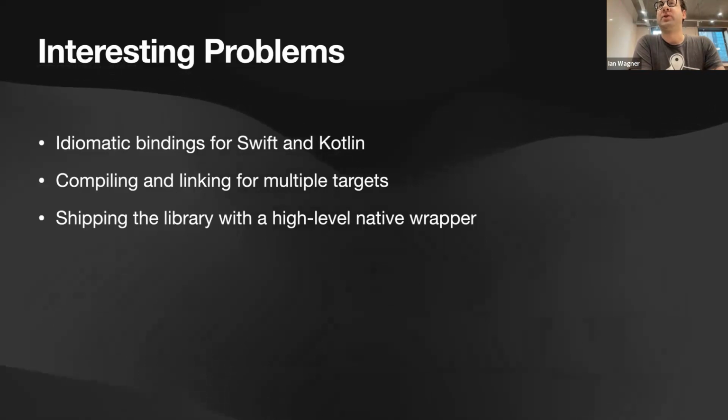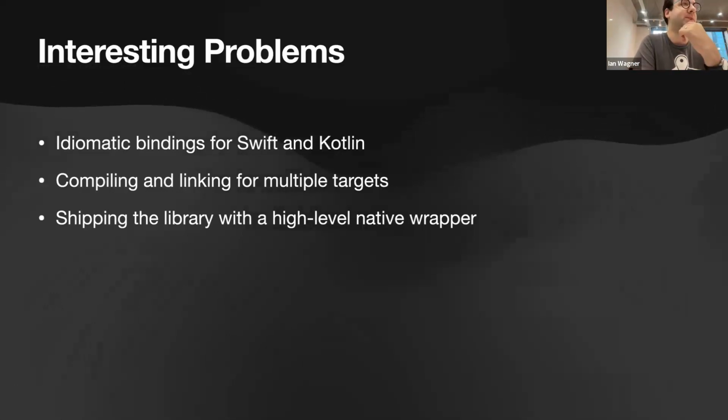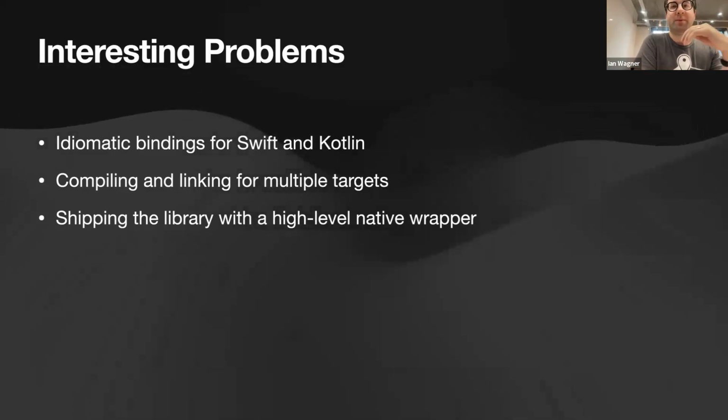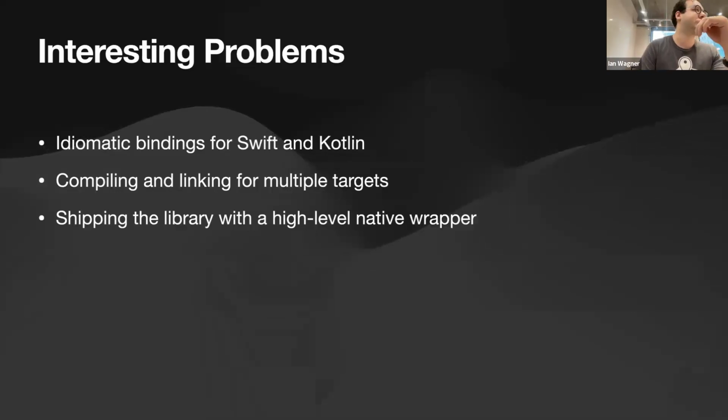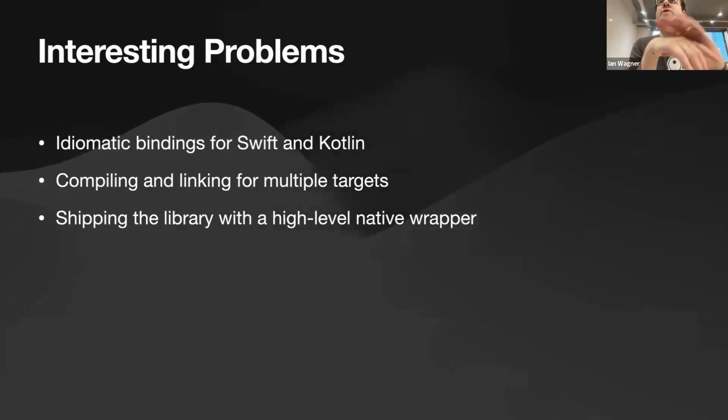Same with compiling and linking for multiple targets is interesting. You might think, okay, when you're just building Rust on your machine or for a Linux server, that's pretty straightforward. You just run cargo build, and most stuff is x86 or ARM if you're on a Mac. But for Android, there are 4 different CPU family targets that you have to worry about, and there are 2 on iOS. So you've got to do a bit of that.